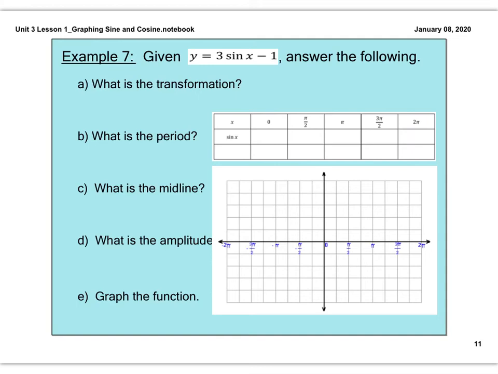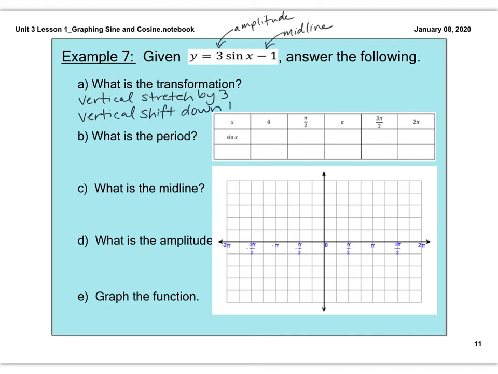Okay, so I see a couple of things on this one. I see -1 is going to be a midline shift. That's going to be like your D. And the 3 is going to be your amplitude change. And so what transformations do I see? Well, the 3 is going to give you a vertical stretch by 3. And the -1 is going to have a vertical shift, vertical slide basically, down 1.